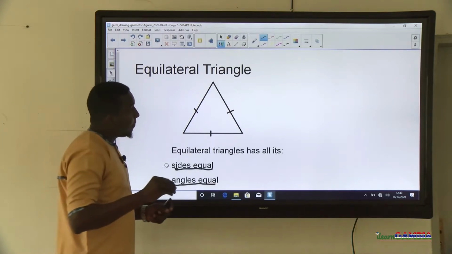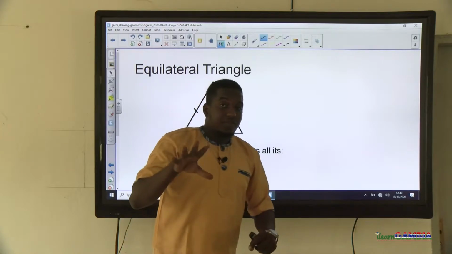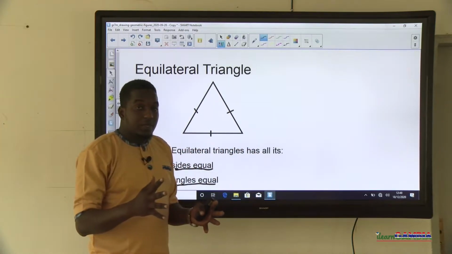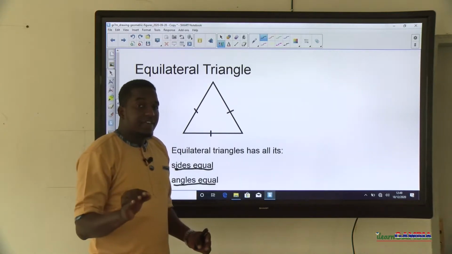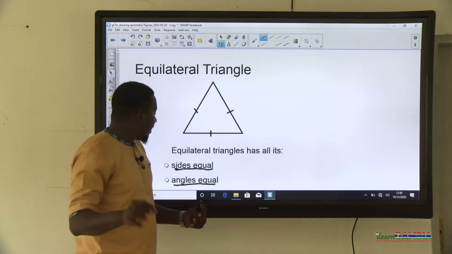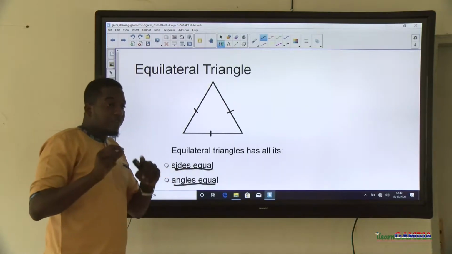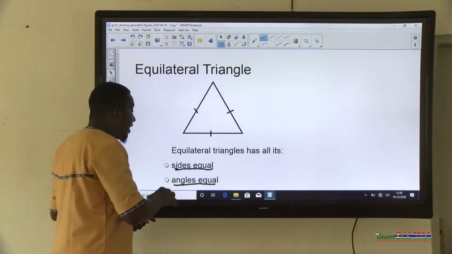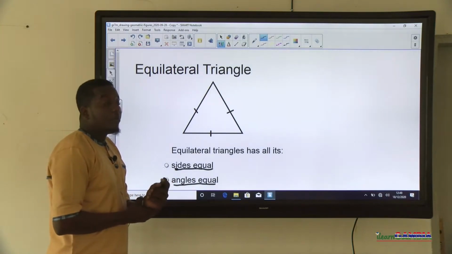Regardless of the size of the triangle, whether the triangle is big or small, the only way we can identify that a triangle is an equilateral triangle is based on the fact that all the sides of the particular triangle must be equal, and all the angles of that given triangle must also be equal.